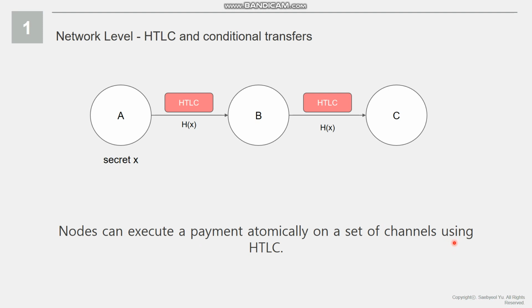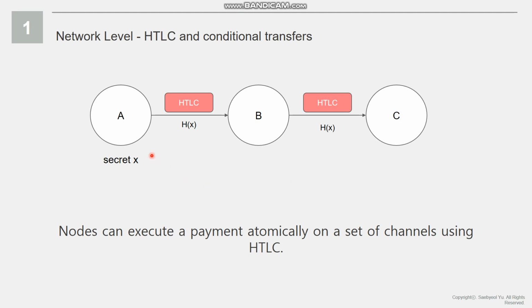So this is HTLC and conditional transfers. You can see this figure. Nodes can execute a payment atomically on a set of channels using HTLC. And a payment can be routed across a sequence of channels without the payer and payee having to create a channel between themselves, which would require committing a transaction onto a blockchain.